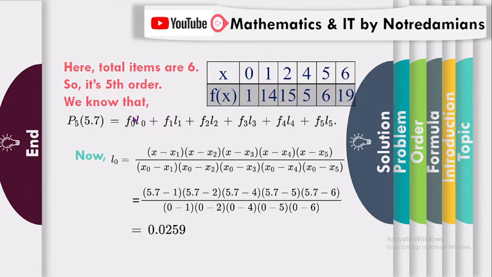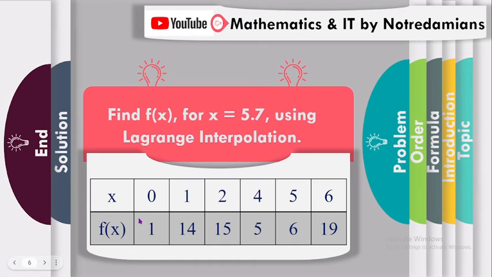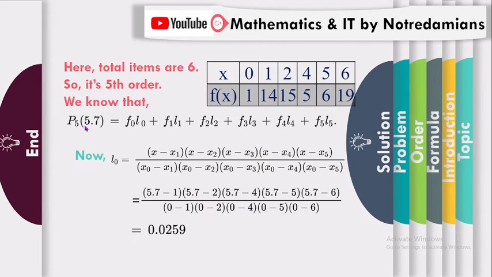So we know that for fifth order P5, our value of x is 5.7. P5 of 5.7 is equal to f0 L0 plus f1 L1 plus f2 L2 plus f3 L3 plus f4 L4 plus f5 L5. As it is fifth order, our total elements will be 1, 2, 3, 4, 5, 6. Now we have to find L0, L1, L2, L3, L4, L5, and then f0, f1, f2, f3, f4, f5.